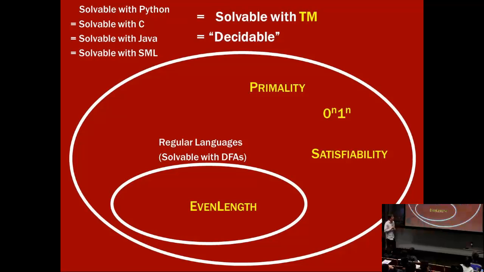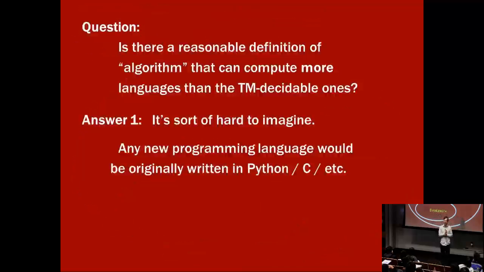Great. So that's the definition we want to make about algorithms. But it's important maybe to close by asking a few questions about this definition. So here's a question. Could there be a reasonable definition of algorithms that computes more languages than these languages? In other words, more languages than those that are computed by C or Python or whatever.